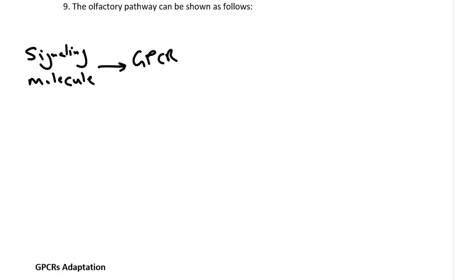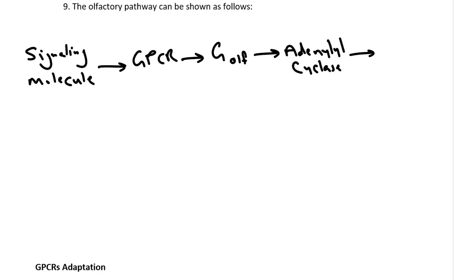The olfactory pathway can be shown as follows. Signaling molecule. In this case, the signaling molecule is whatever molecule that you're going to be smelling. Activating G-protein coupled receptor, which then goes on to activate G-olf, which then goes on to activate adenylyl cyclase, which then leads to an increase in cyclic AMP concentrations in the cytosol, which then leads to the activation of cyclic AMP activated cation channels.